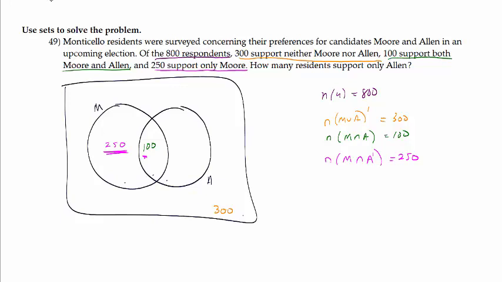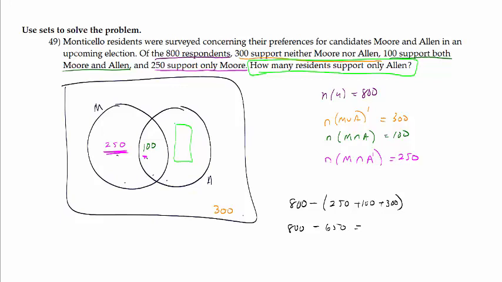Let's see if I can answer the question. My question was, how many residents support only Allen? So only Allen is going to be this region right here. Okay, so right now I don't know, but I can figure it out. I know that the total has to be 800. So 800 minus the other 3 regions. So 250 plus 100 plus 300. So I have 800 minus 650, so that's going to be 150. So 150 supported only Allen.